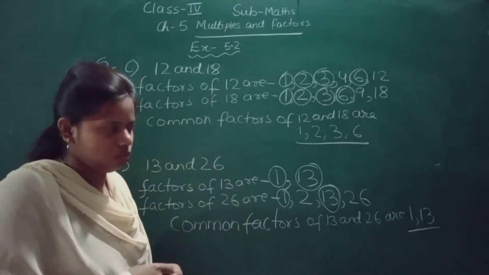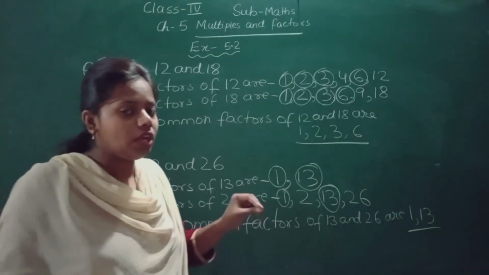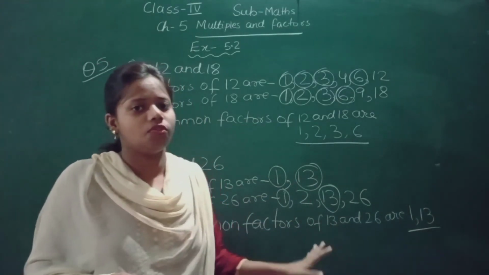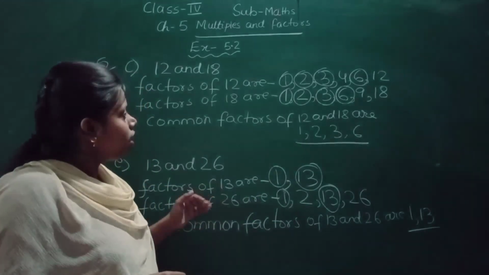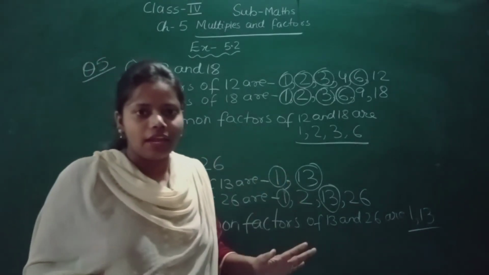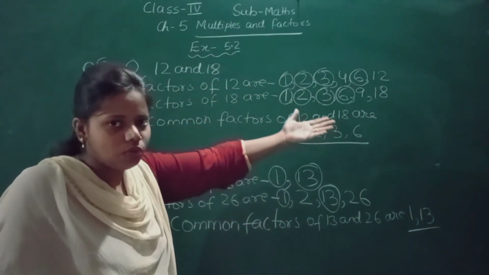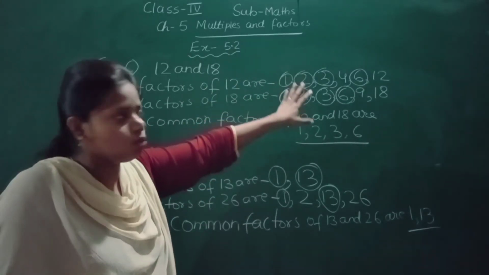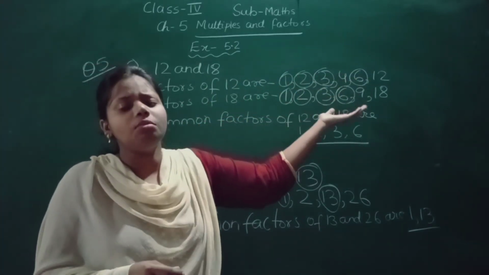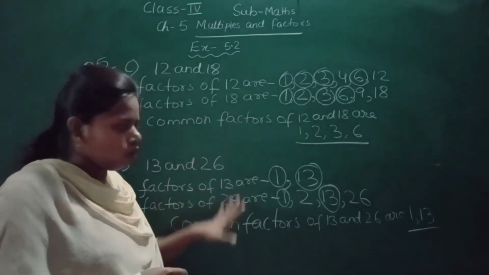So 1 and 13 are the factors of 13 and 26. With this I have completed exercise 5.2 and I hope you have understood this exercise about factors and multiples. Just keep in mind what factors are: whatever number is given and they ask you to find the factors, you have to write the tables in which that number comes. Like 12 comes in the table of 1, 2, 3, 4, 6 and 12. That means these are the factors. I hope you have understood all this.